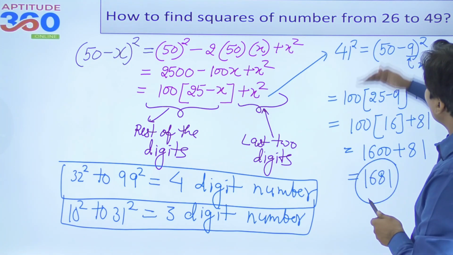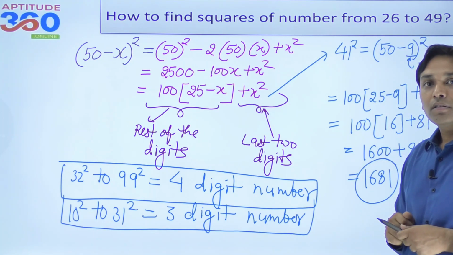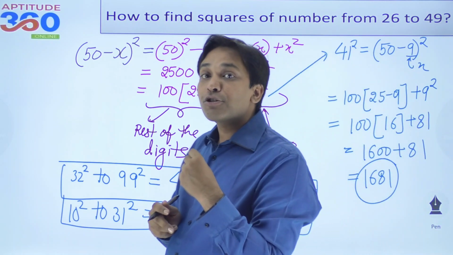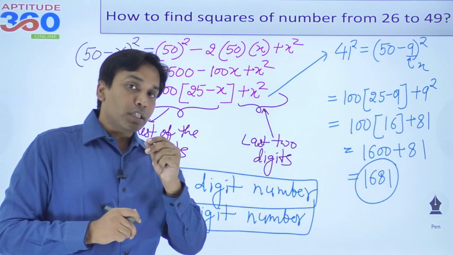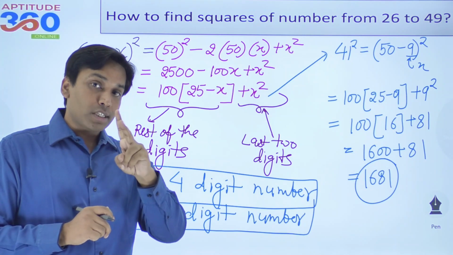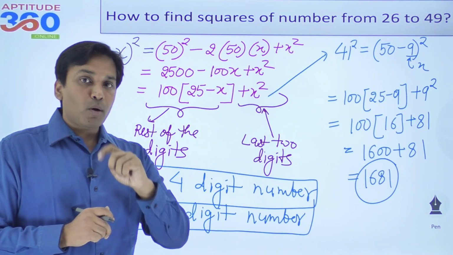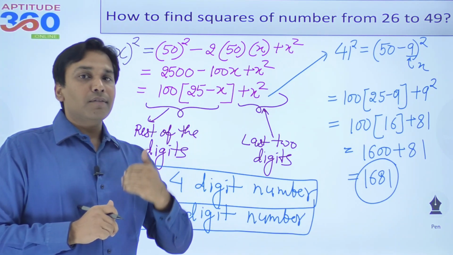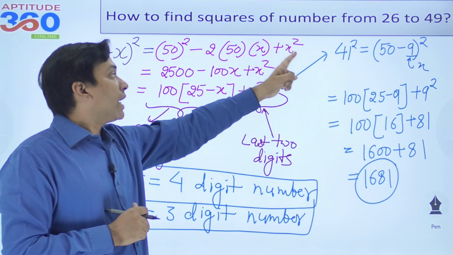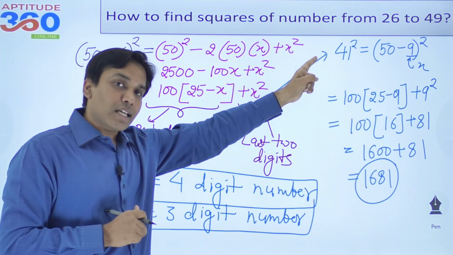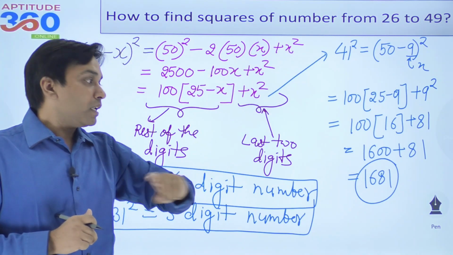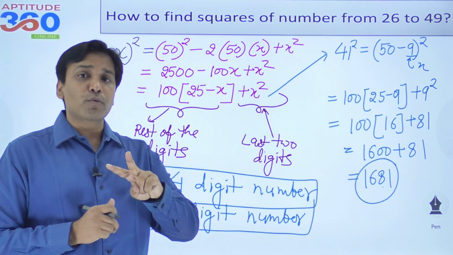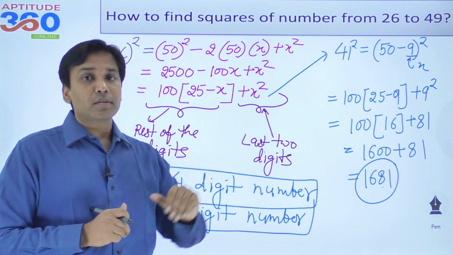But you know what? I do not have to do all of it. I can write this in one line, and I'll do it in 2 steps. Step number 1, you will have to figure out how much less than 50 your number is. So in our case, 41 is 9 less than 50. And what is 9 square? 9 square is 81. So the last 2 digits of 41 square for sure will be 81.